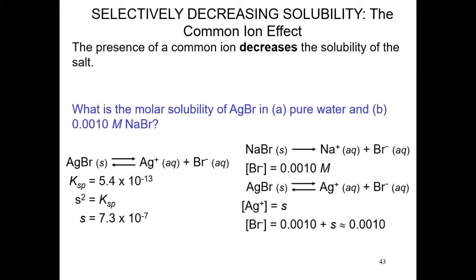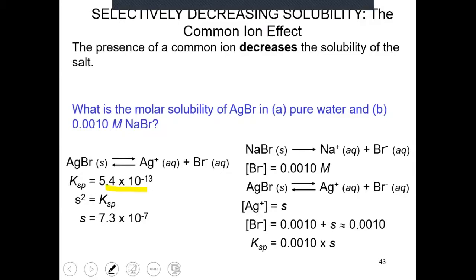But remember, molar solubility is very small. So we could say that's probably negligible here, and we're going to leave it there. And so in order to achieve the value of Ksp, that would be 0.0010 times S. So I'm going to solve for S. We already have the value of Ksp over here, right? So we're going to solve for S here, and we get 5.4 times 10 to the negative 10.